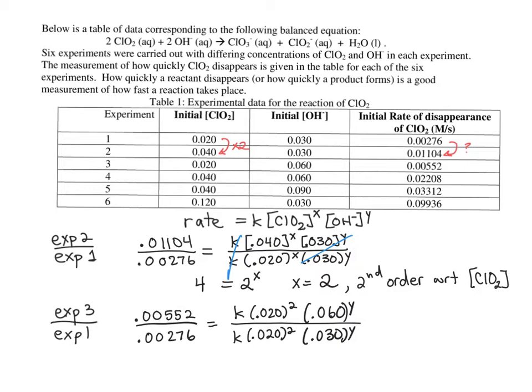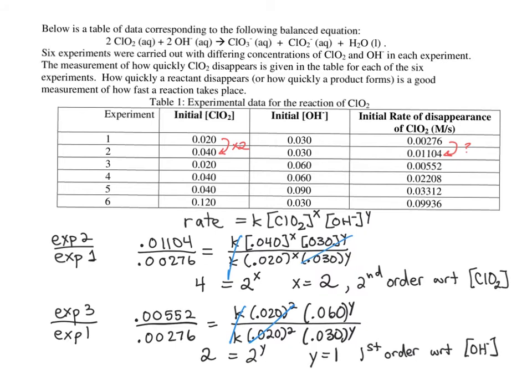So simplifying, the k's cancel, the ClO2 concentrations cancel, and I get 2 to the y power on the right side, and I really just end up with 2 on the left side. So 2 is equal to 2 to the first power, so y is equal to 1, meaning this is first order with respect to the concentration of the hydroxide ion.